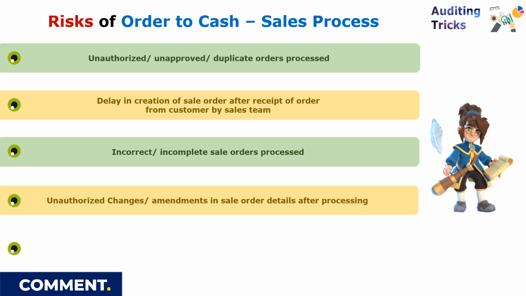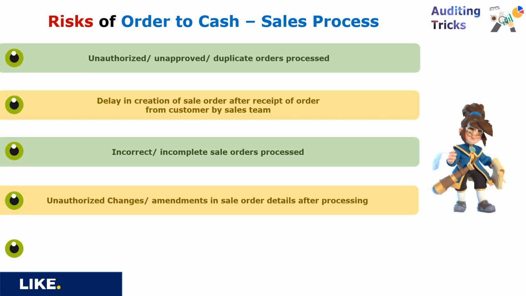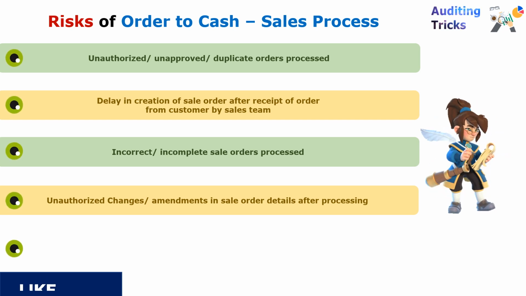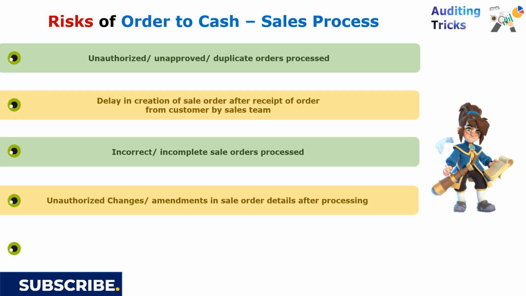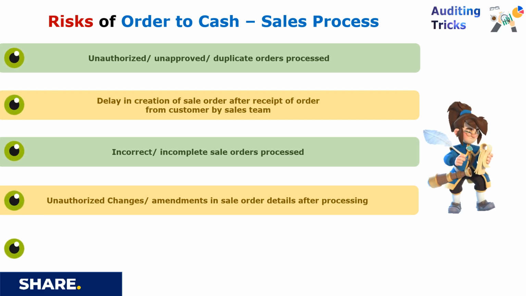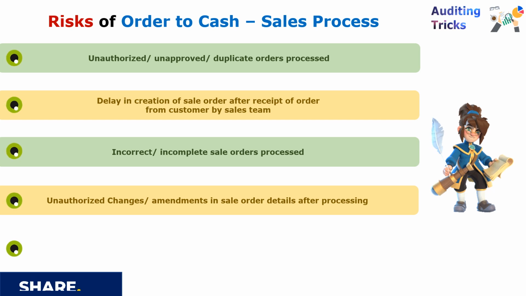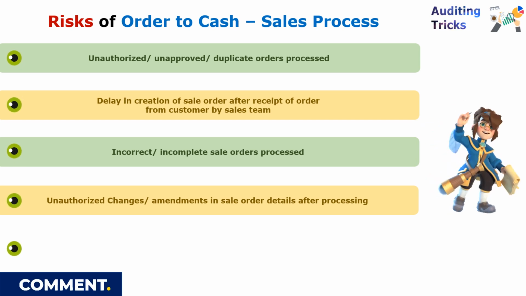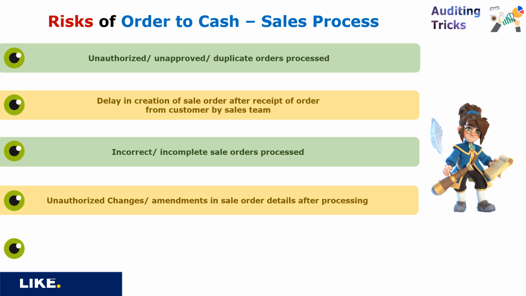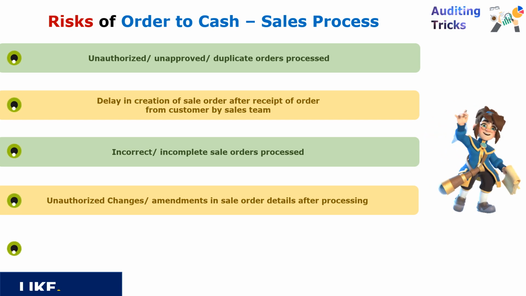Unauthorized changes or amendments in the sale order details after processing. Here we need to ensure that the order details like rates, terms, items, etc. were not amended after approval of a sale order. It is not a fraud risk and can be rated as a medium risk.